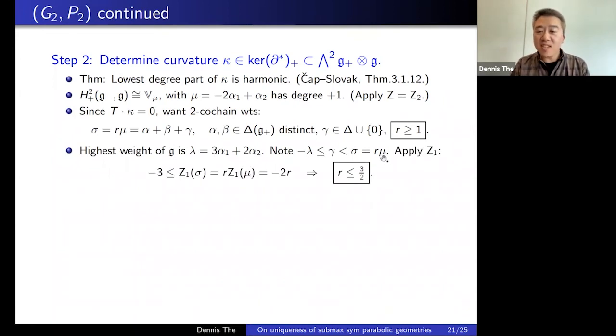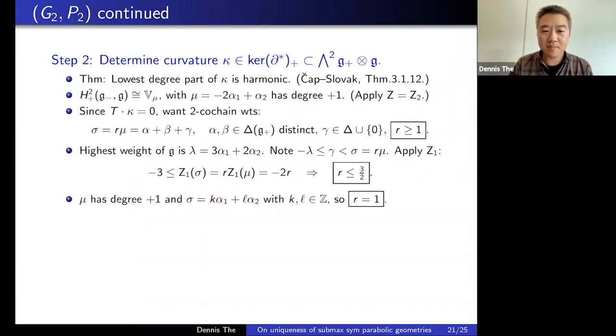And so now from this inequality, I'm going to apply Z1. Z1 on minus lambda gives you minus 3. Over here, I get Z1 applied to sigma. Sigma is a multiple of mu, so we get R times Z1 of mu. Mu, the Z1 degree is minus 2. So you get this inequality. R is less than or equal to 3/2, but R is integral. So therefore, R has to be equal to 1.